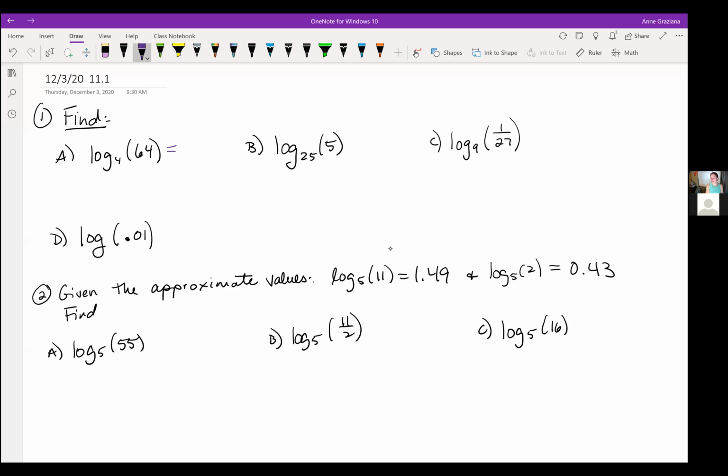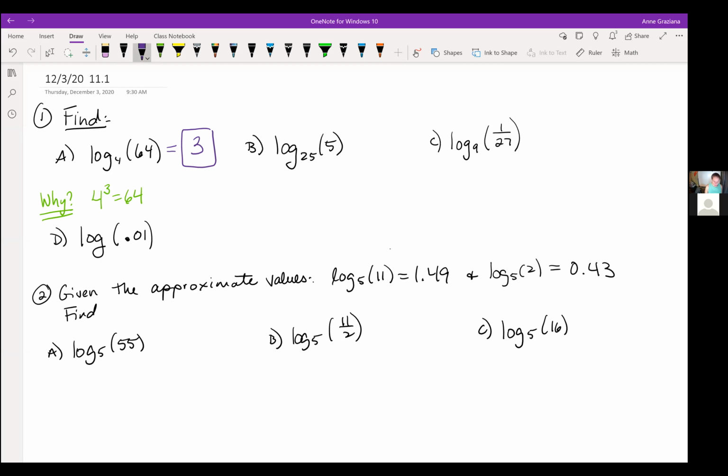What do you have? 3. I'm seeing 3 in the chat. Nice. So the answer should be 3. That is correct. And the reason why, which you don't have to write, but just in case people were confused, is that's the exponent that goes on 4 that will give you what's inside the parentheses, which is 64. The only thing you need to write for your answer is the 3.